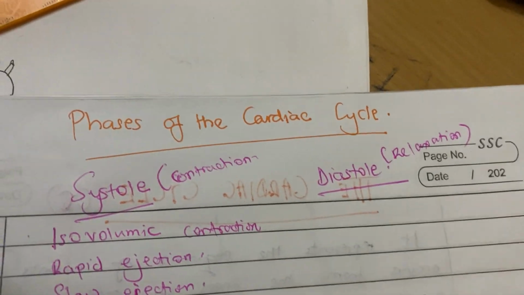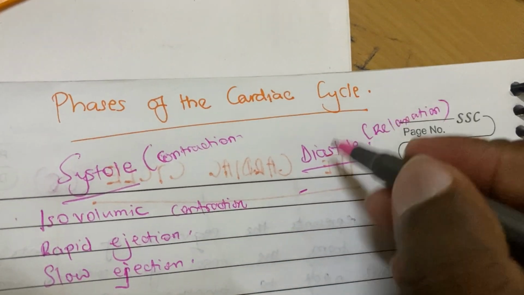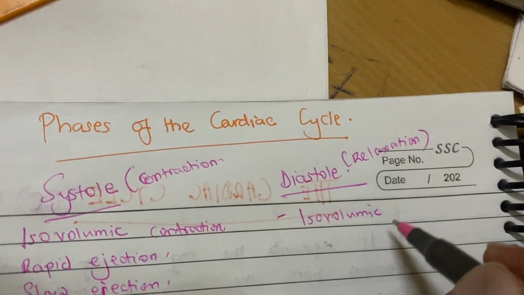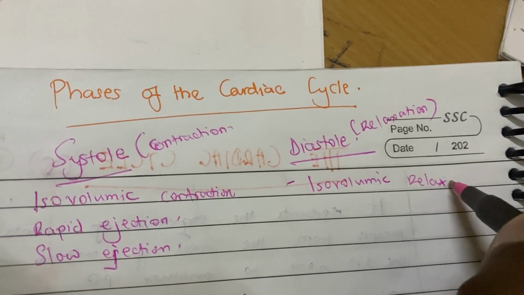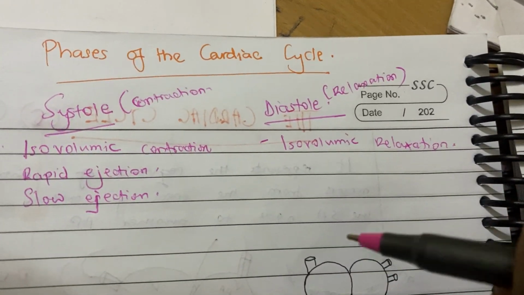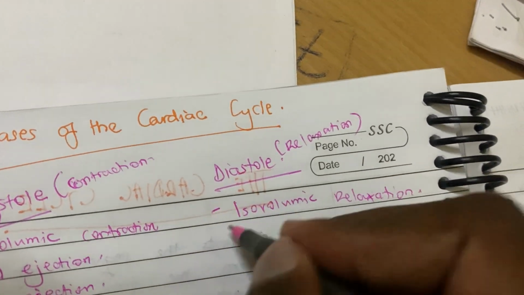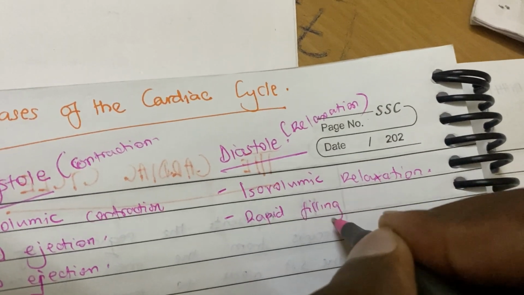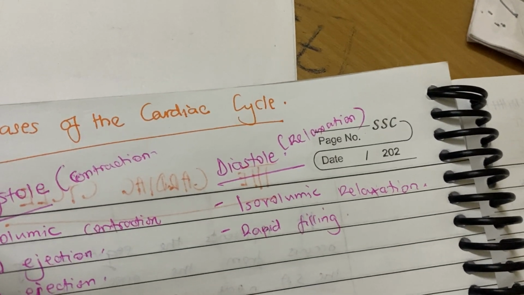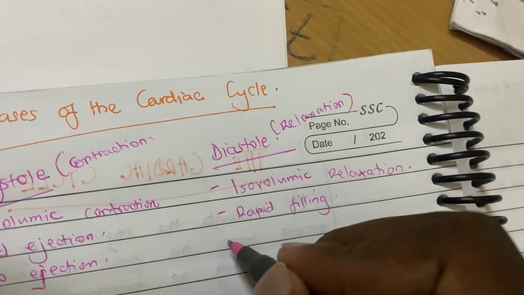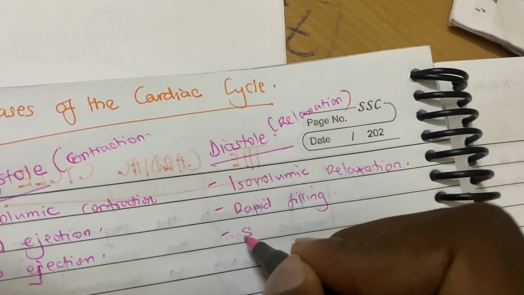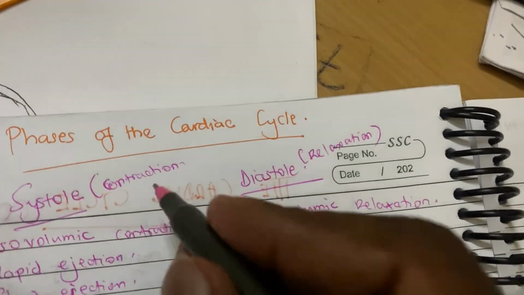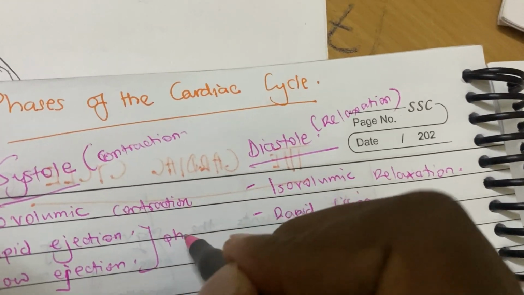On the diastolic side, we have isovolumic relaxation, and then rapid feeding phase, and then slow feeding phase. These I'm calling phases.